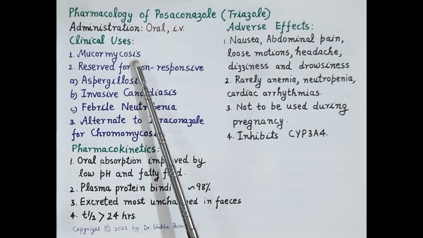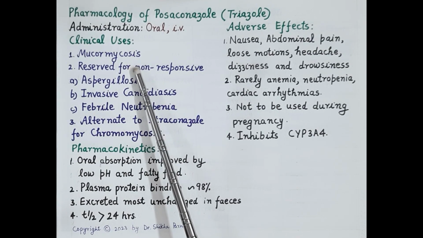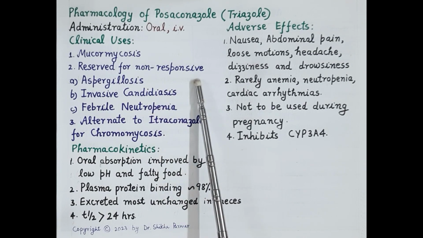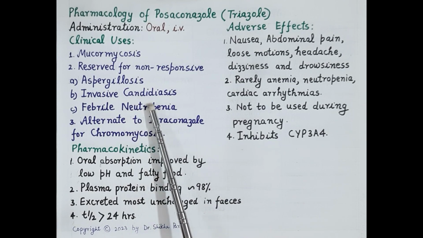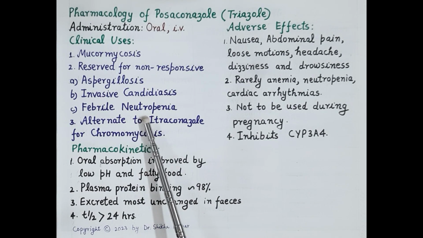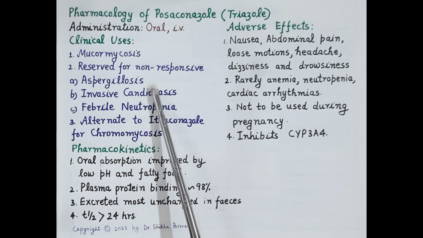Now since posaconazole is a newer triazole, and because of its high cost and limited experience, its use is reserved for non-responsive or refractory cases of aspergillosis, invasive candidiasis, and febrile neutropenia, that is candidal infection in febrile neutropenic patients, and it is also used as an alternative to itraconazole for the treatment of chromomycosis. So these are the clinical uses of posaconazole.